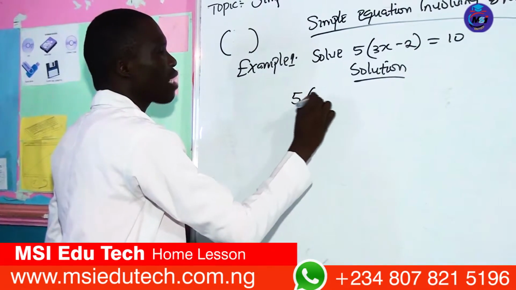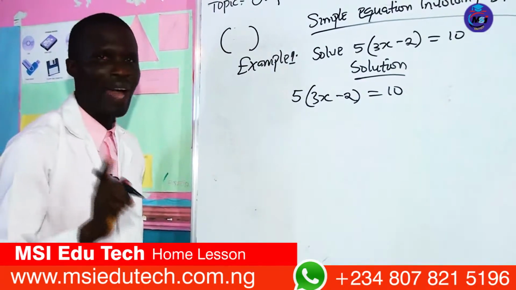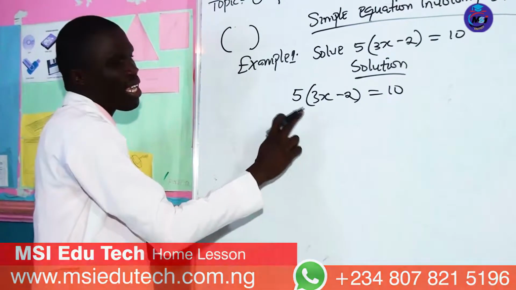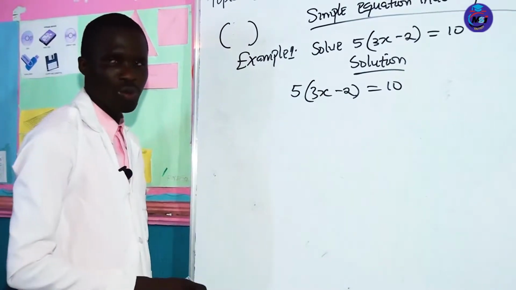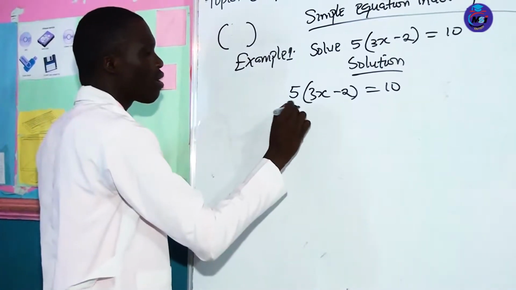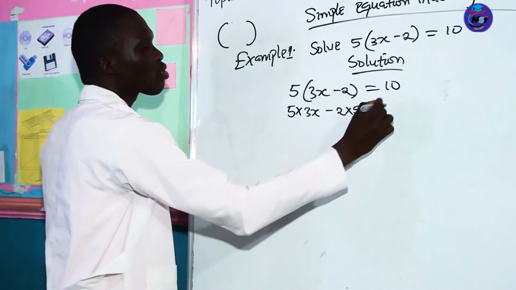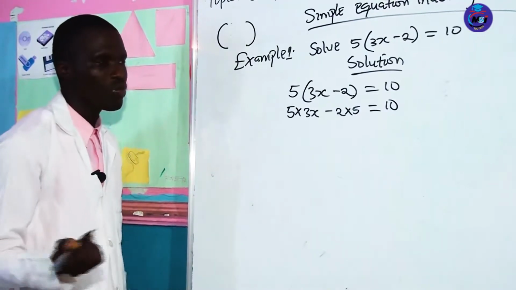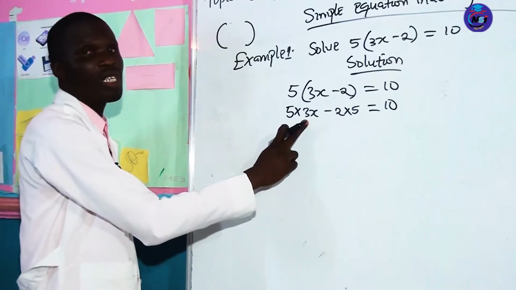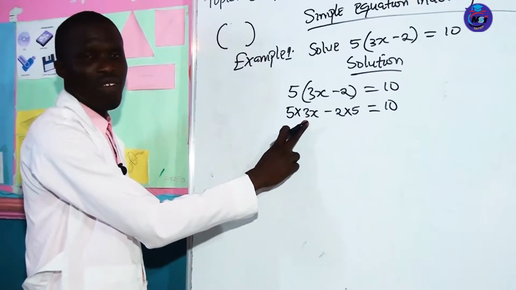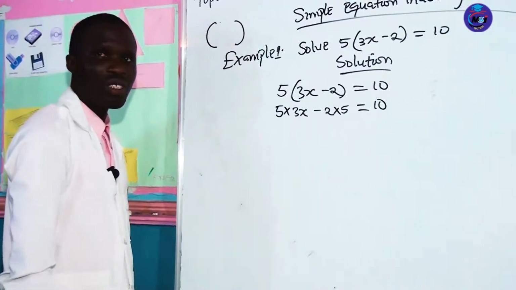5 bracket 3x minus 2 equals to 10. What are we going to do now? This 5 is going to affect 3x and minus 2. So what are we going to do? 5 times 3x minus 2 times 5 equals to what? 10. Now, we've opened the bracket. 5 times 3, it will give us what? It will give us 15.